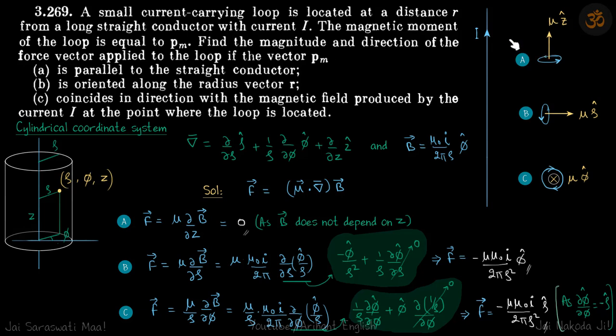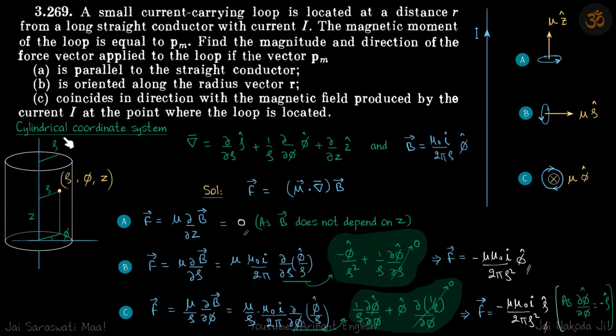So in this question, we are given a straight current carrying wire and 3 loops such that their magnetic moments are parallel to the current, along the radial direction of the current, and along the direction of the magnetic field due to the current. So all three directions are perpendicular to each other, and we are supposed to find the magnitude and direction of the force on these loops.